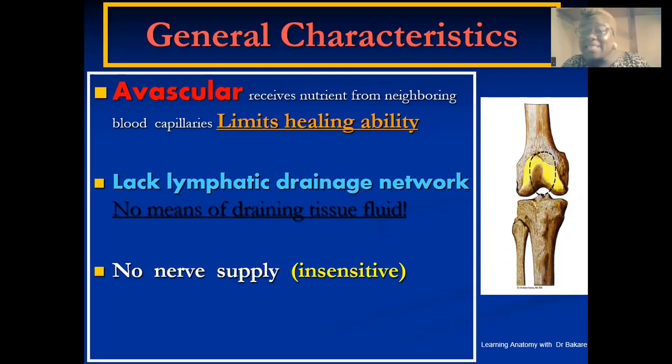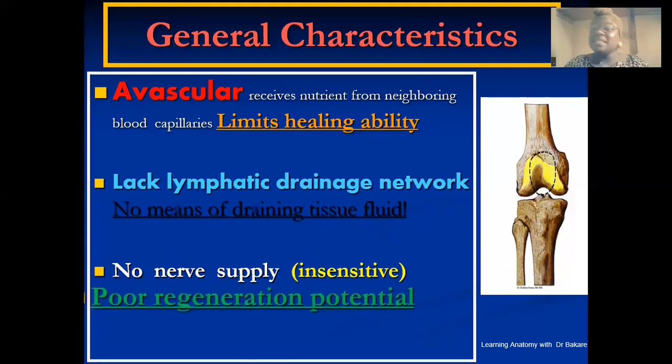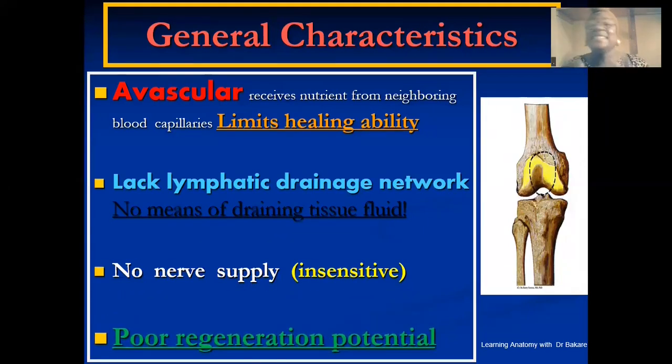So if you put all these three together, what this means is that there's going to be a poor regenerating capacity. So when there's injury or insult on the cartilage and there's a need for the cartilage to regenerate, this is going to be poorly exhibited because there is lack of blood supply and also lack of lymphatic drainage.